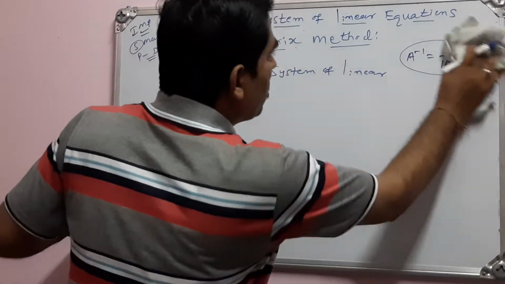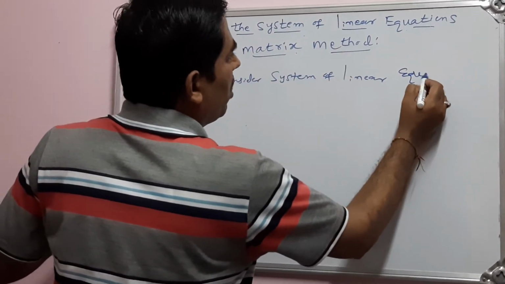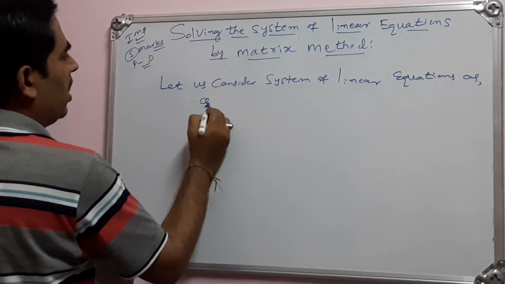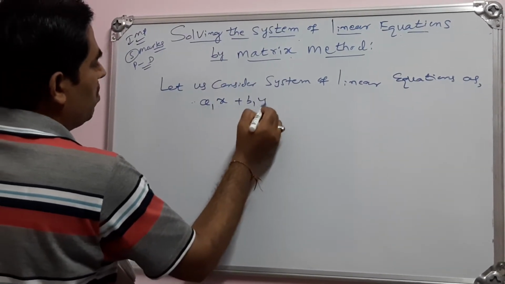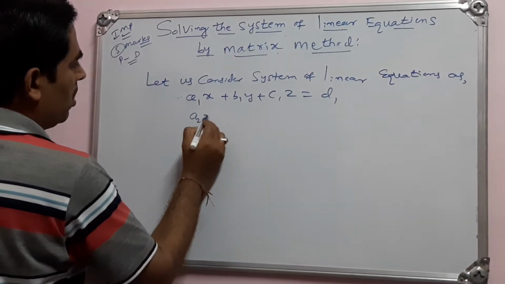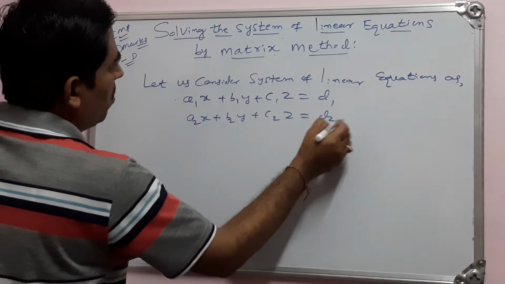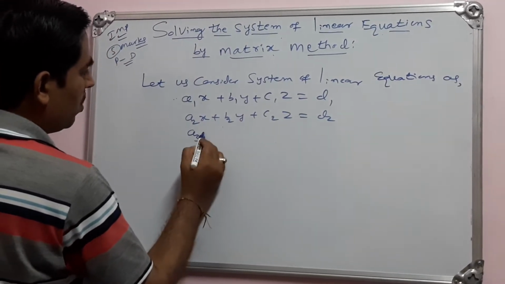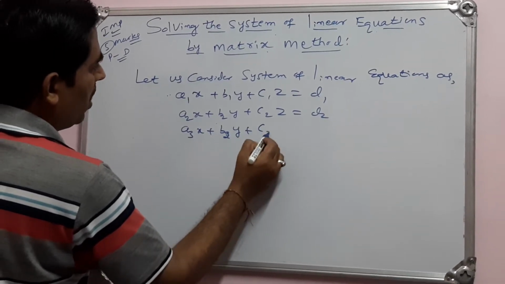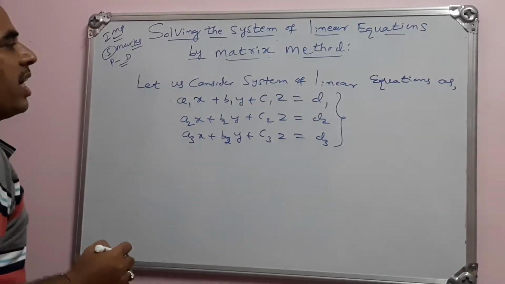So let us consider a system of linear equations generally. I am writing this as a1x plus b1y plus c1z is equal to some constant d1, then a2x plus b2y plus c2z is equal to some constant d2, then a3x plus b3y plus c3z is equal to d3. So these are the given linear equations.